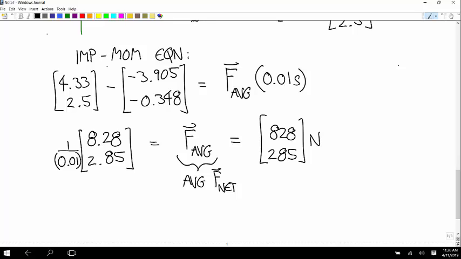How do you get the 0.01? That was given. Okay. Oh, yes.